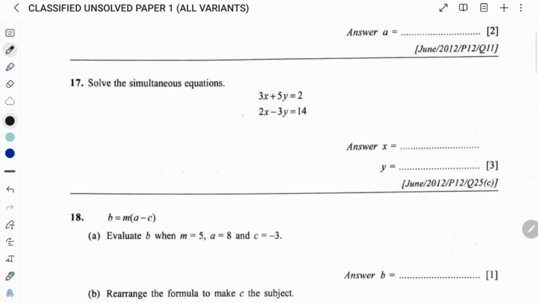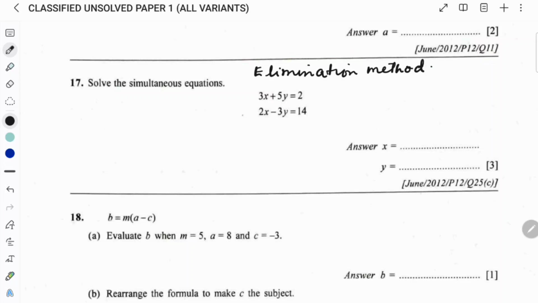So here again, 3x plus 5y equals 2 and 2x minus 3y equals 14. Better to eliminate y. An elimination method will be easier. Otherwise, if you make x the subject, then you will get a fraction in your equation, where x equals or y equals will come in the fraction. That will be difficult for you to solve. So it's easier to do by elimination method and eliminate y. Okay.